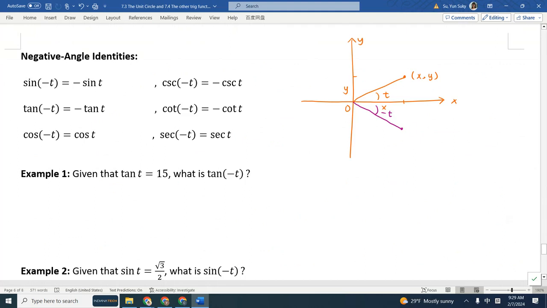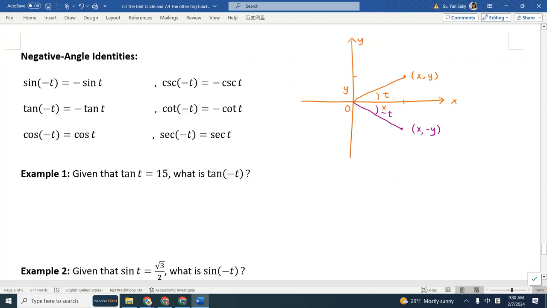Now compare this point. Our x value. Do you see they have the same x values? But how about the y values? It's negative. Exactly. So that is x, negative y. So draw this picture. You can see the relation.